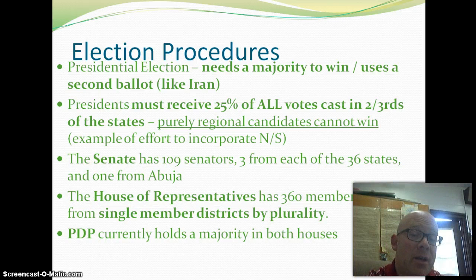This is another great example of an effort in Nigeria to try to incorporate the differences between North and South and all of the other ethnic groups in the country. Again, this is something really special to Nigeria.